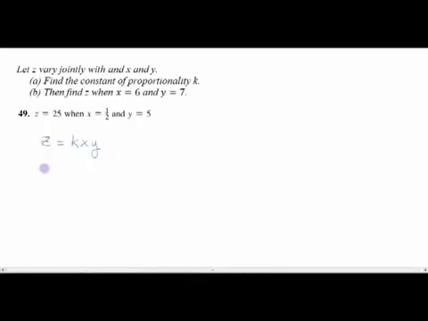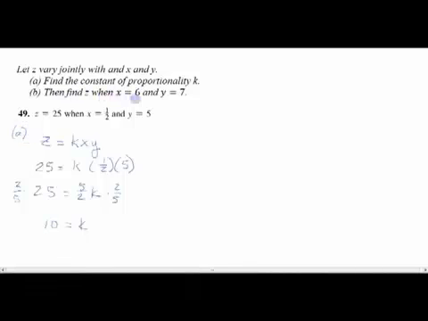We'll find the constant of proportionality k, so here we have z is 25. We're finding k. X is 1/2. Y is 5. And then we're getting to multiply. On the right side we get 5/2 k. And if I multiply both sides by 2/5, then on the right I have just my k. On the left, 5 will go into 25 5 times, and that 5 times the 2 is 10. So my constant of proportionality k is 10.